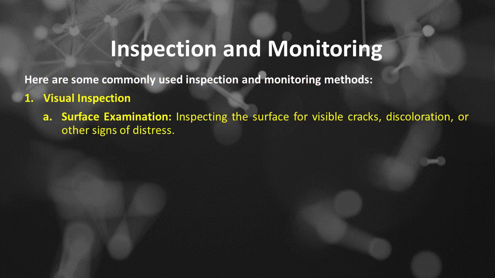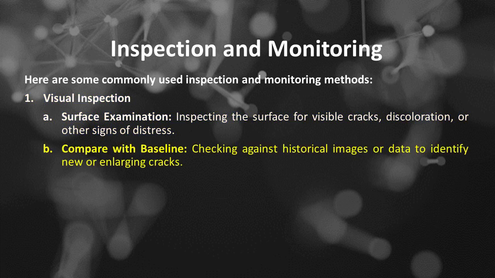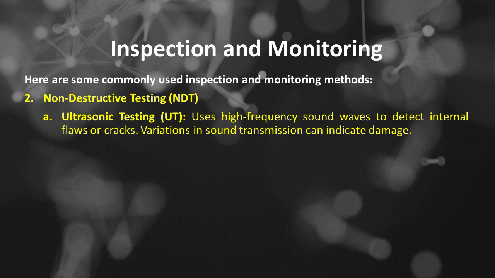Number 1 is visual inspection, include, the first is surface examination, inspecting the surface for visible cracks, discoloration, or other signs of distress. The second is compare with baseline, checking against historical images or data to identify new or enlarging cracks. Number 2 is non-destructive testing, or NDT, include, the first is ultrasonic testing, or UT, uses high-frequency sound waves to detect internal flaws or cracks. Variations in sound transmission can indicate damage.